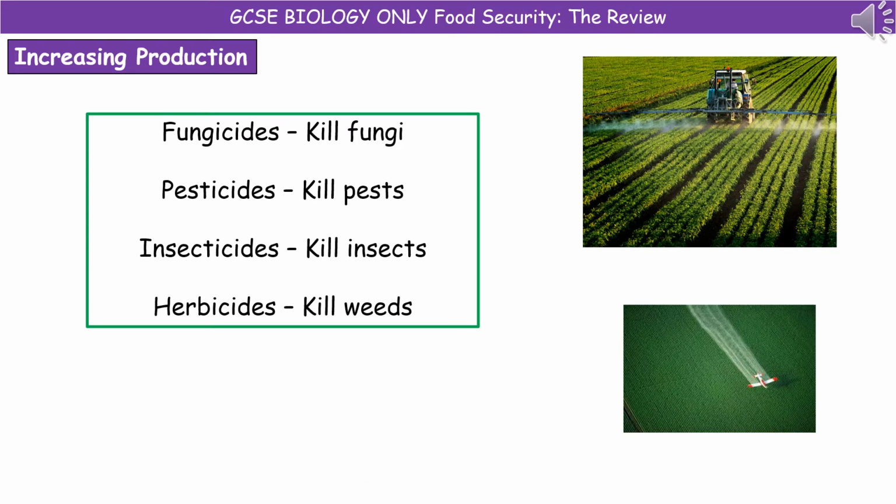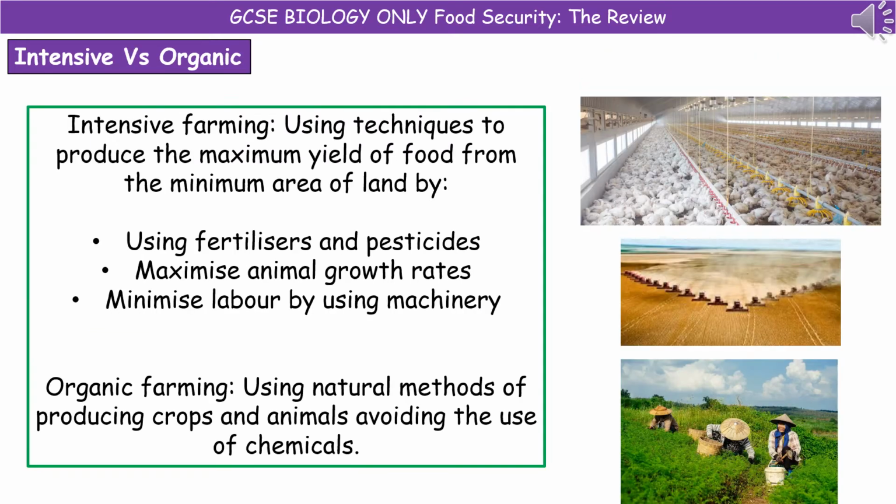There are 4 types of chemical we need to know the names and what they do for. Fungicides kill fungi, pesticides kill pests, insecticides kill insects, and the only one that breaks that little standard is herbicides, which kill weeds. They don't kill herbs.